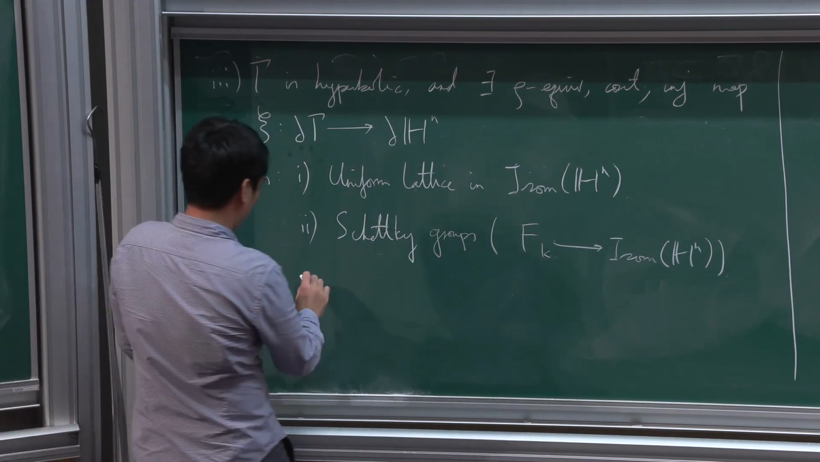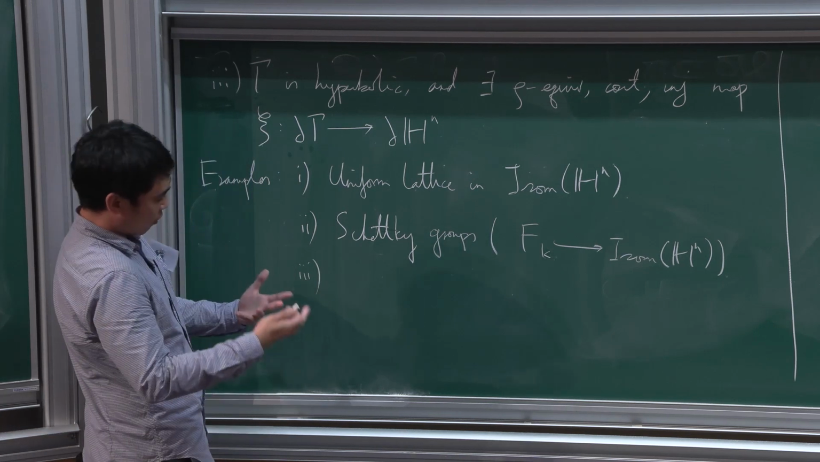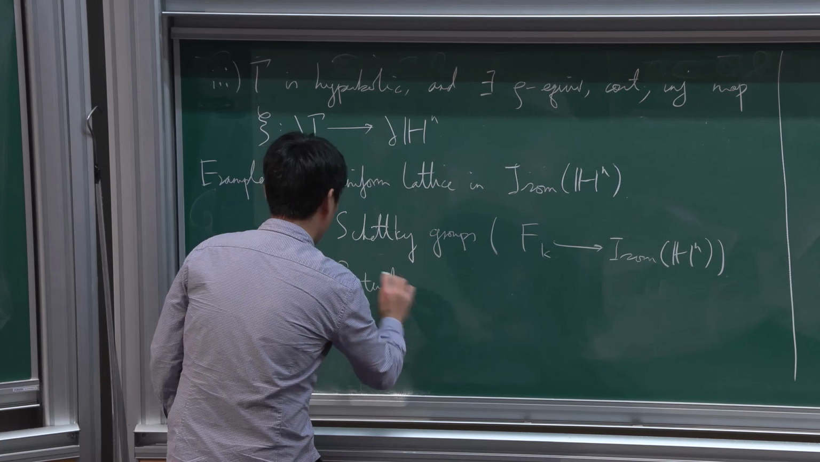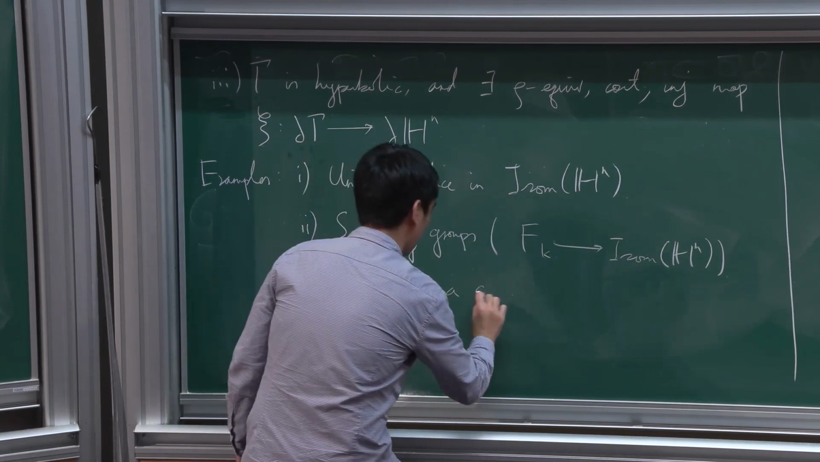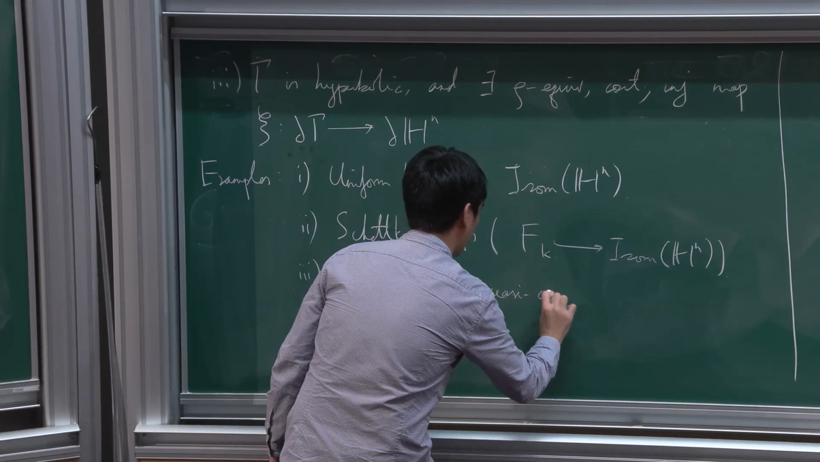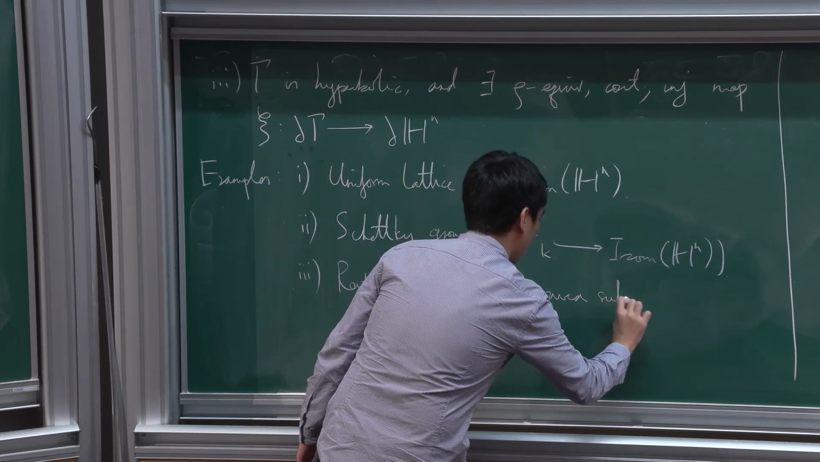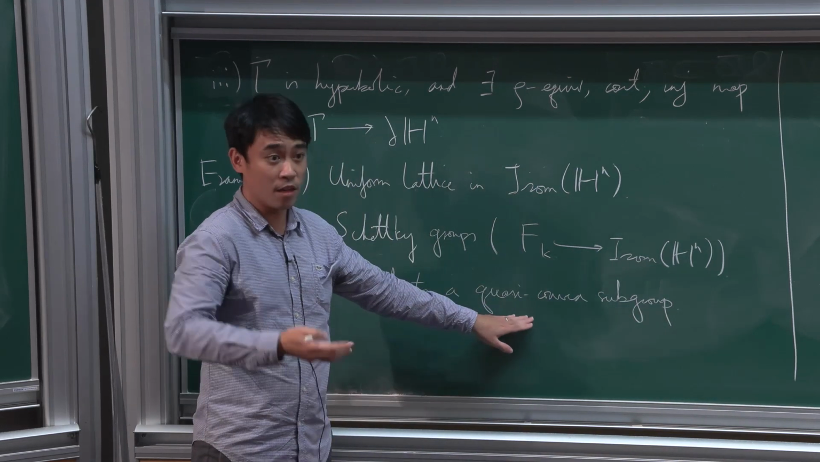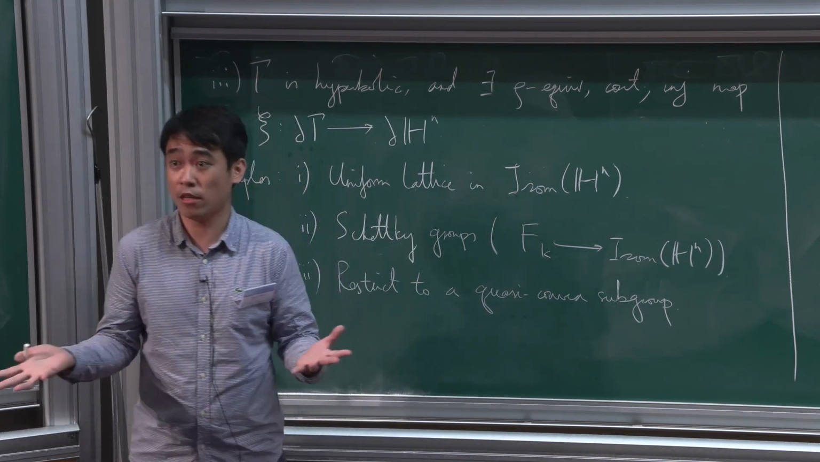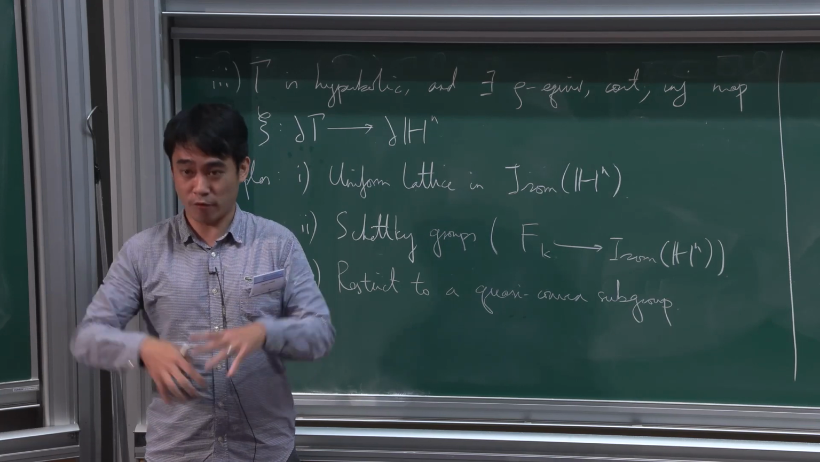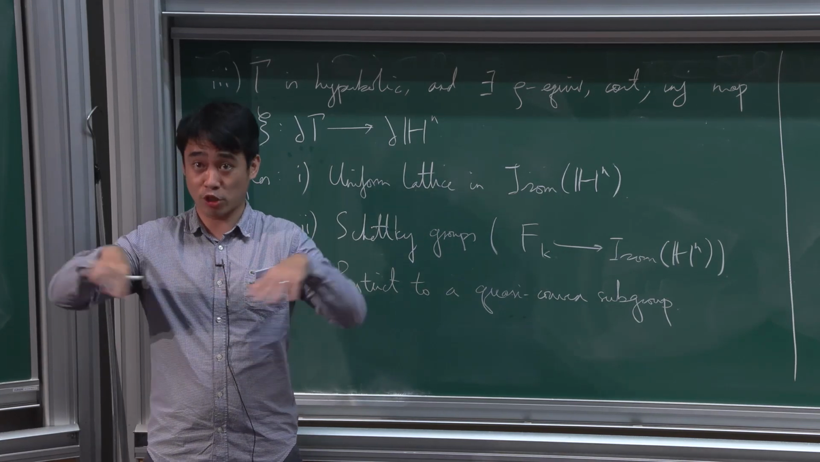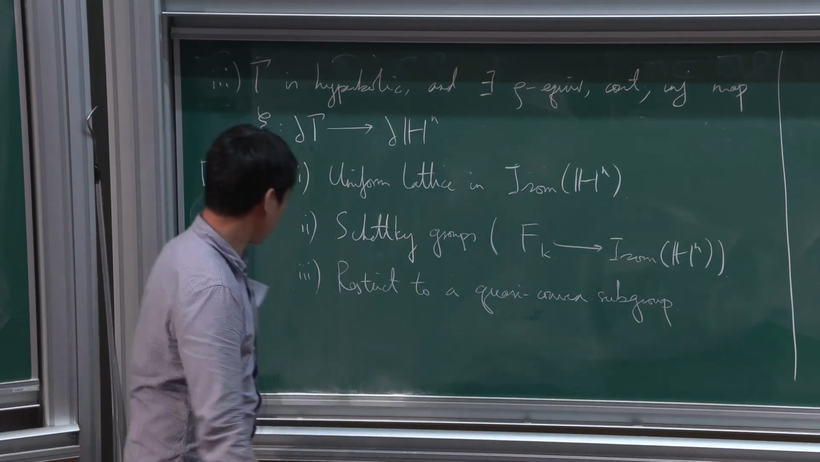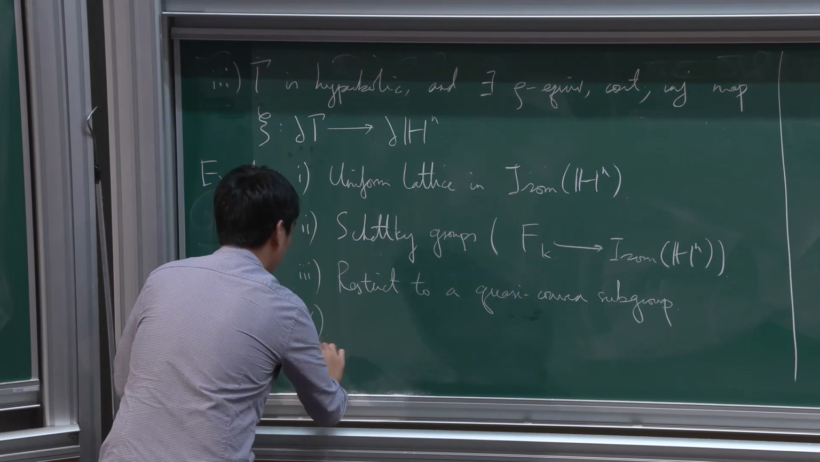And then you can restrict to a quasi-convex subgroup. I'll also explain what this is later, but this is a particularly nice class of subgroups of a hyperbolic group. If you have a convex co-compact subgroup and you restrict a representation to such subgroups, then it's still convex co-compact. And then you can do Klein-Maskit combinations.